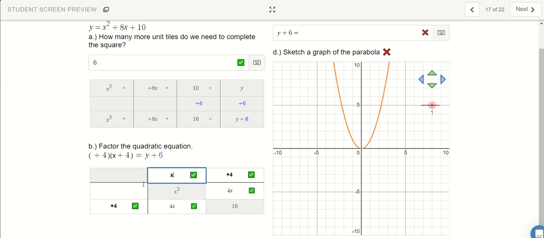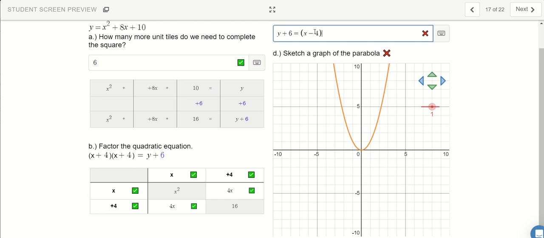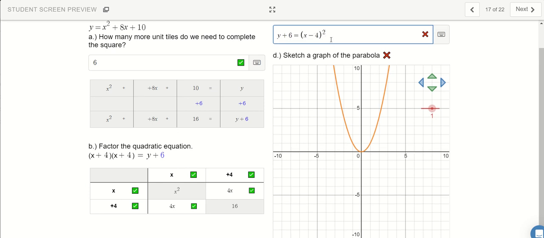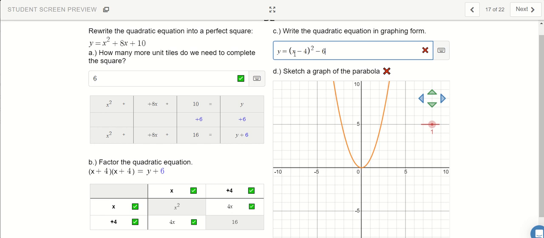And now I can split up these x's: x minus 4 times x minus 4, which is x minus 4 squared. Okay, I'm not done yet because, again, we need to move the 6 back. So let's subtract 6 on both sides. All right, so plus 4.